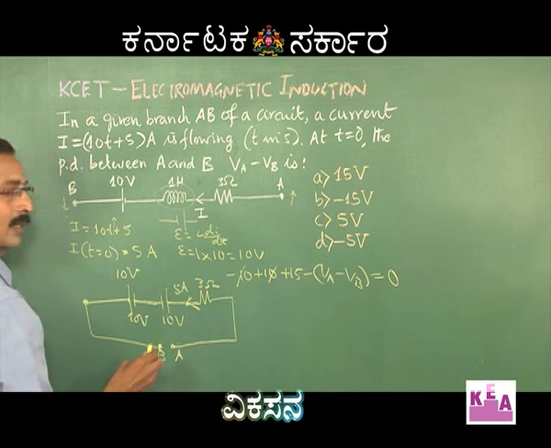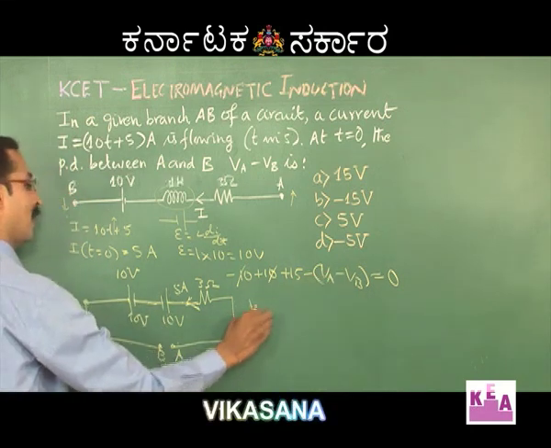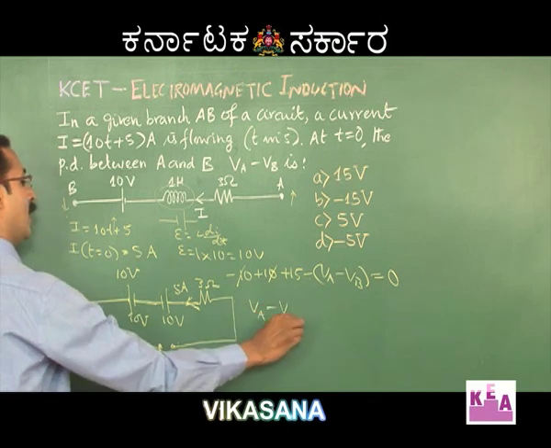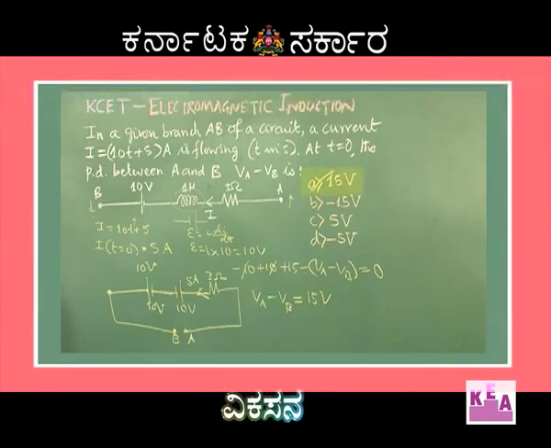These two are cancelled. This is minus VA minus VB, carried to the other side becomes plus VA minus VB. Therefore, VA minus VB is equal to 15 volt. The answer is VA minus VB is equal to 15 volt. The answer is A.